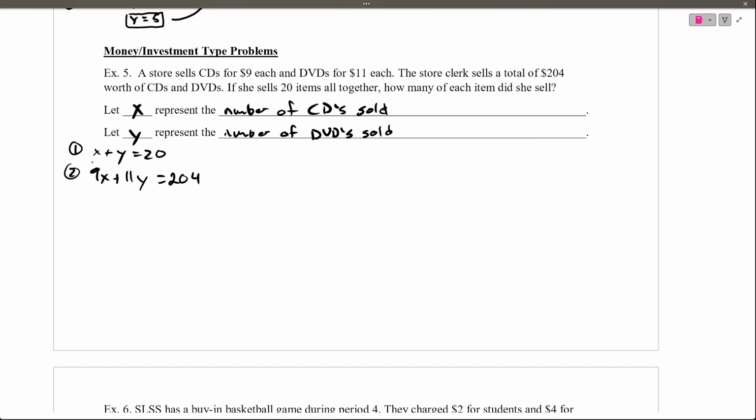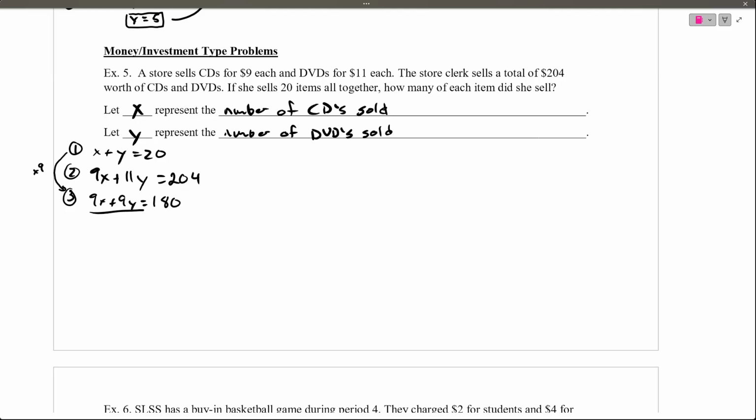So the easiest one to modify is going to be equation 1. So let's take equation 1, and let's say we want to get rid of the x's. That means I need to get a coefficient of 9 in front of my x in equation 1. So I'm going to multiply equation 1 by 9. Okay. So equation 3 is going to be 9x plus 9y equals 20 times 9, which is 180.